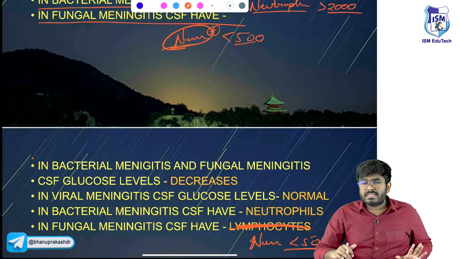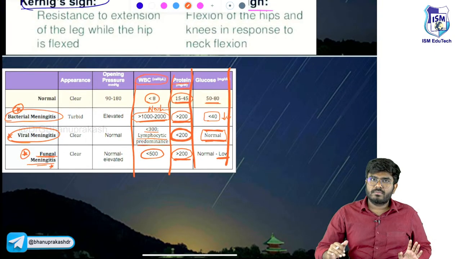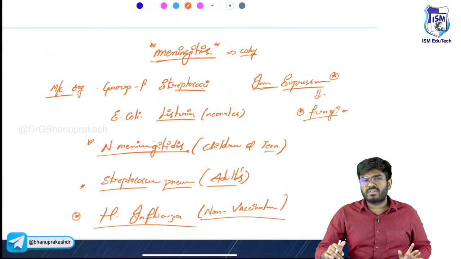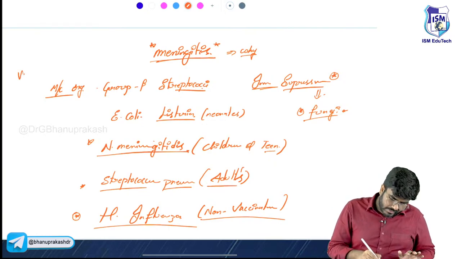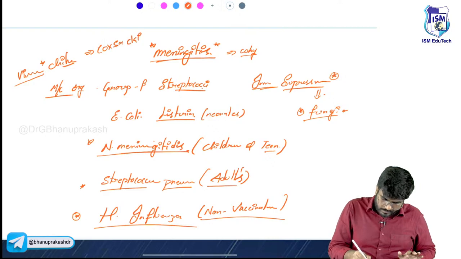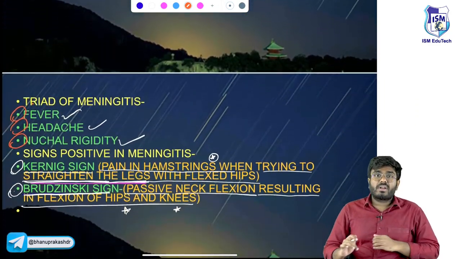The important point is the triad: headache, fever, nuchal rigidity. Two signs: Kernig sign, Brudzinski sign. How to differentiate this table, bacterial, viral and fungal? And what are the causative organisms, in different age groups? In children, the most common virus to cause meningitis is going to be Coxsackie virus.